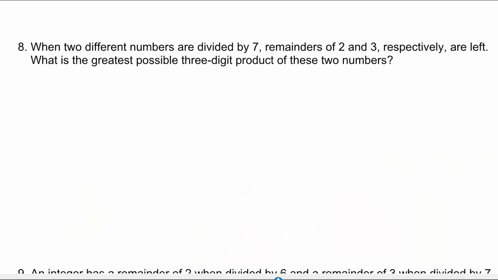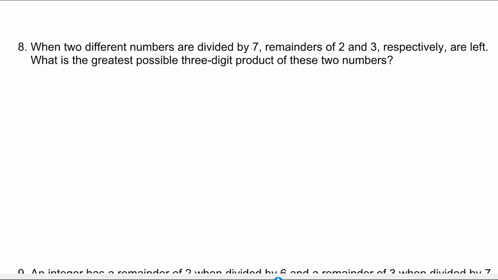All right, we have number 8. Two different numbers are divided by 7. The remainders are 2 and 3. What is the greatest possible 3-digit product of these two numbers?